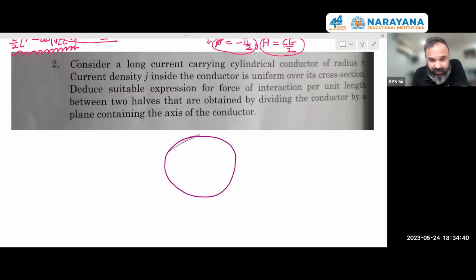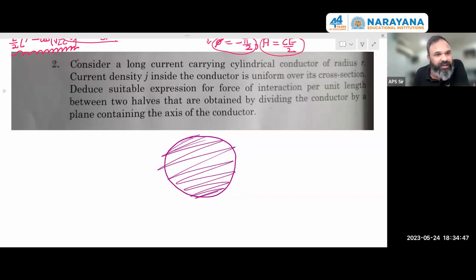I'll explain the question first. If this is my infinite solid cylinder, right? And there's a current density J in any direction, so take it in the cross direction. Now the concern is the half cylinder, the upper half, what force does it exert on the lower half? And what is the data which is given to me?